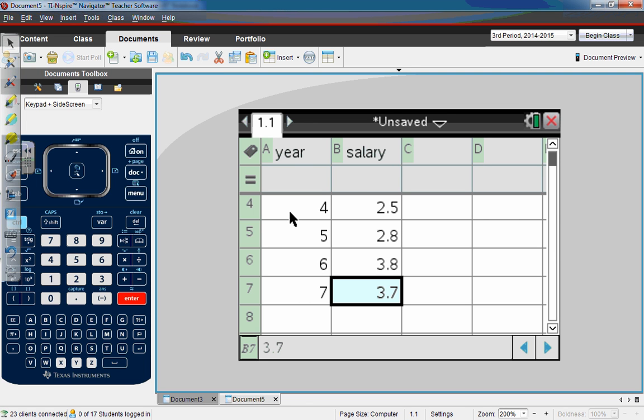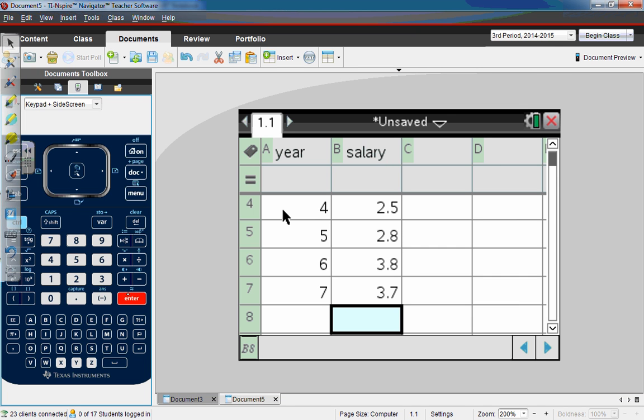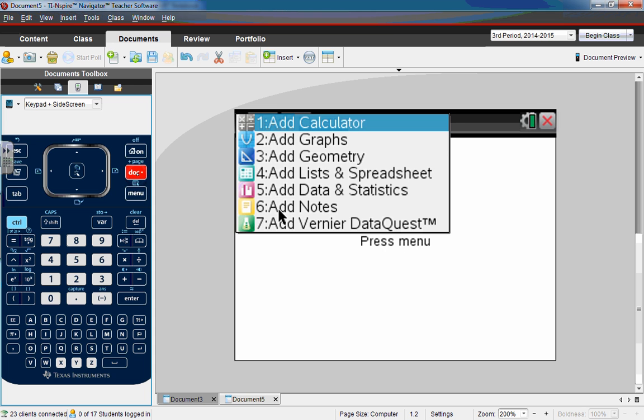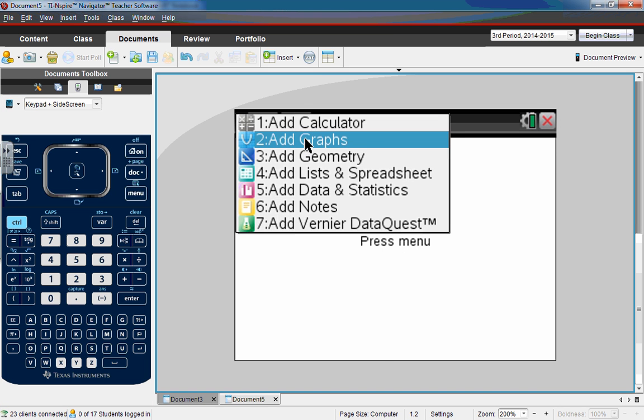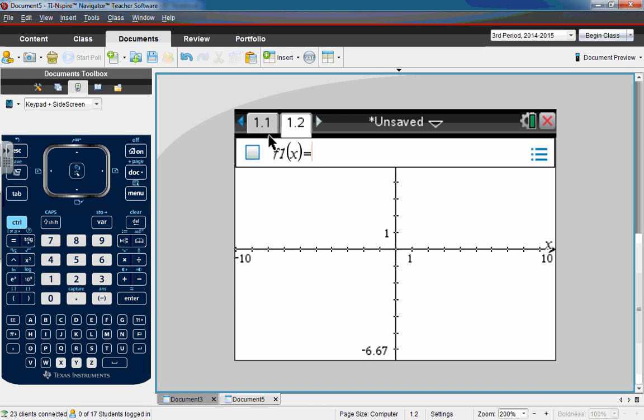Okay, so now I need to make a scatter plot. How do I do that? I'm going to go ahead and do Control Doc. Am I okay here? I need to hit Enter and I need to get out of that cell, don't I? Because if I don't, it's going to say mismatched dimension. So hit Control Doc, add a new graphs page. What do I do? Talk to me.